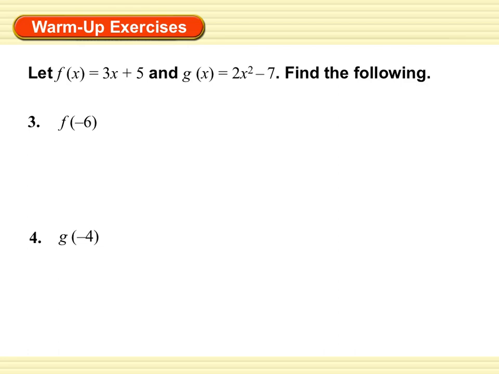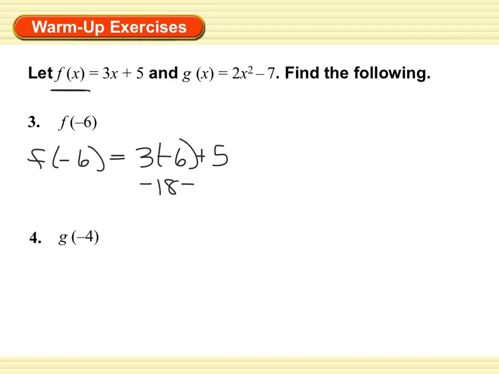Still warming up. Let a function, this right here is what we call function notation. Let a function, f of x it's called, or a function evaluated at x, be equal to 3x minus 5. G of x, or a function g evaluated at x, is 2x squared minus 7. So first we're going to evaluate that function f at negative 6. So f evaluated at negative 6 means that I replace the x with negative 6. So negative 18 plus 5 is negative 13.